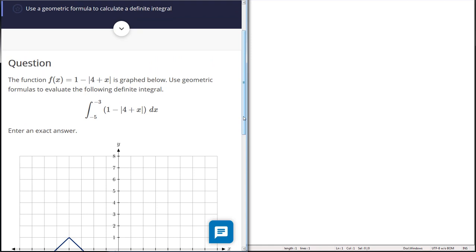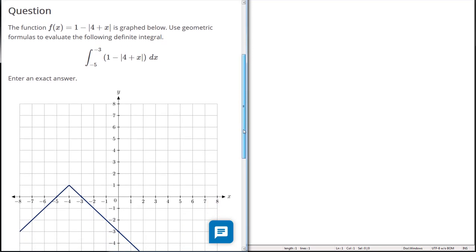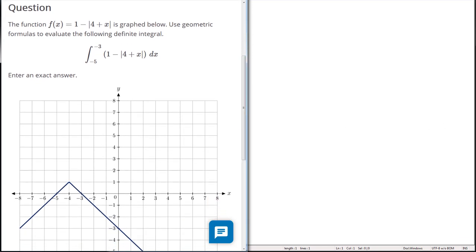Now, of course, you're free to use GeoGebra on your exam. So if I didn't give you this picture, then you would be free to use GeoGebra to draw the picture. But it is very nice of the problem to draw the picture for us.